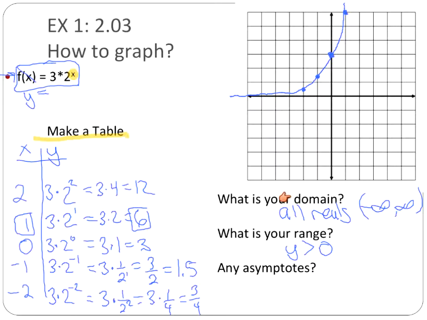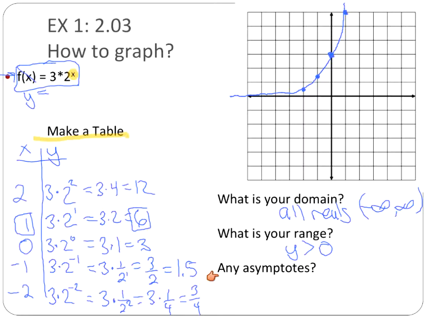So let's talk domain and range one more time. So domain are your x's, meaning side to side. Did your graph go left? Yes. Does your graph go right? Yes. All reals. Range is up and down. Did my graph go up? Yes. Did my graph go down? No. Where was the tipping point? 0. It's only the values that were bigger than 0.